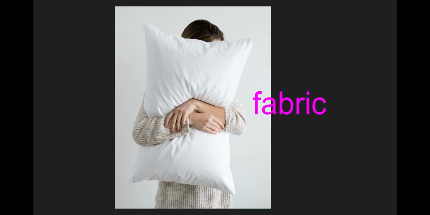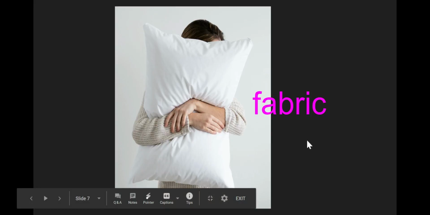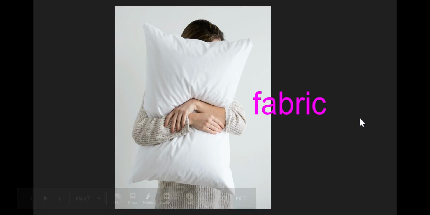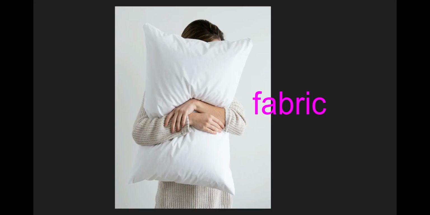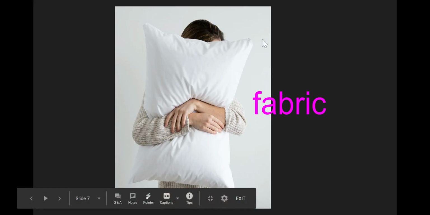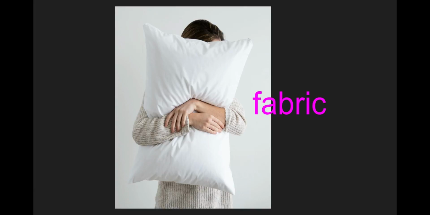Now here we have a pillow, and this pillow is made of fabric, right? It's not made of metal or wood, because the purpose of this pillow is to lay on it, right? To rest your head after a long, hard day. You want to be able to get some rest and go to sleep. And if this pillow was made of hard plastic or metal or wood, it would definitely not be comfortable, okay?